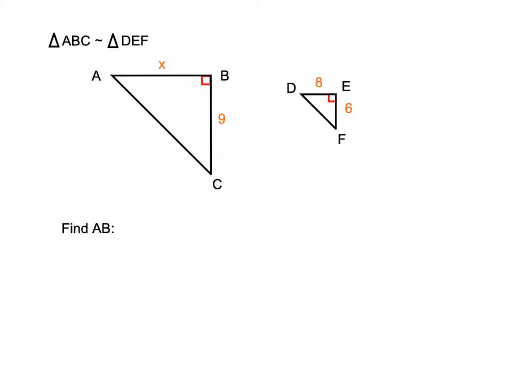I would like you to try to solve this triangle for x, that side length AB there, and remember to use the way the triangles are written according to their vertices to help you make sure that you're doing it the right way. So go ahead and pause the video now.